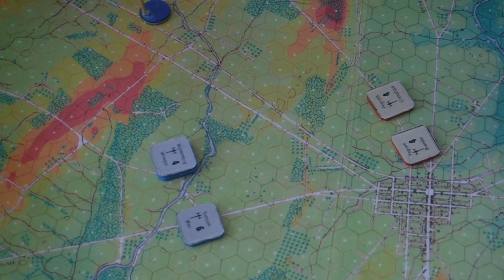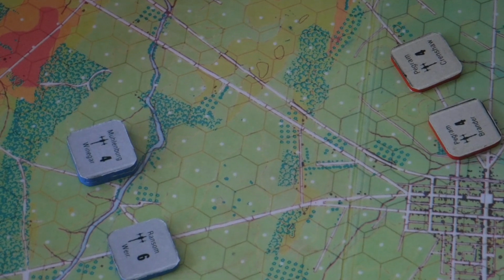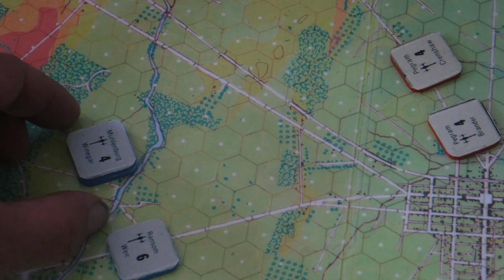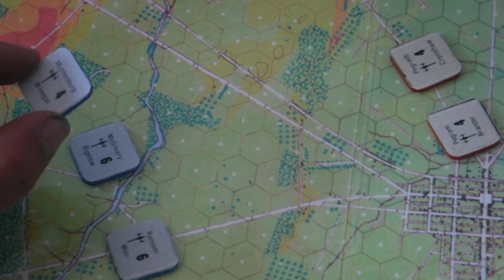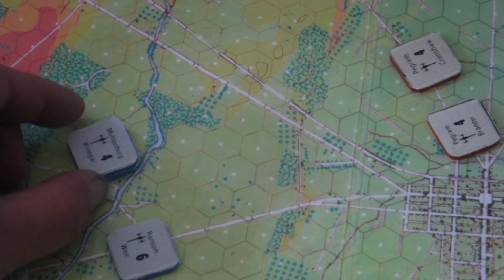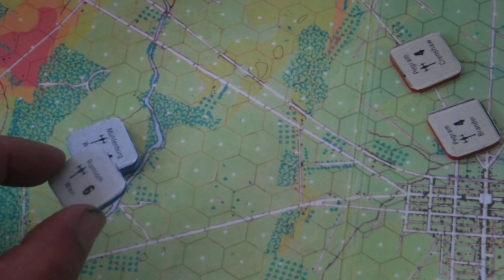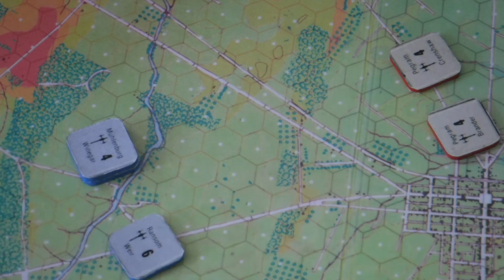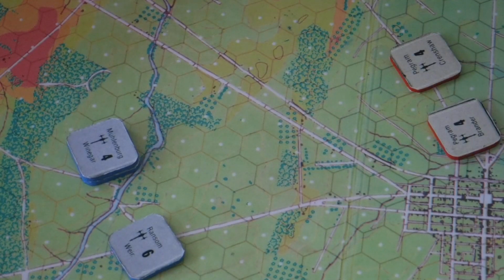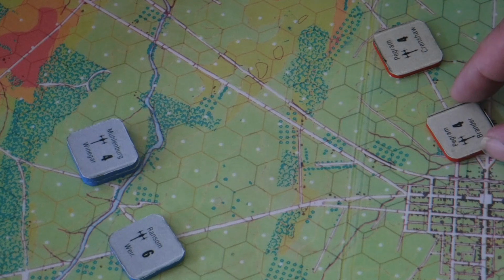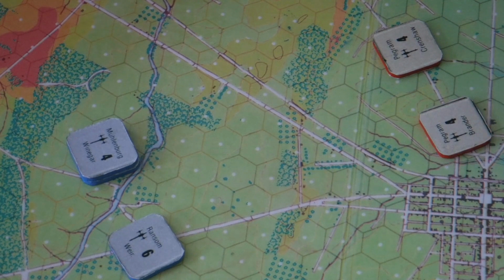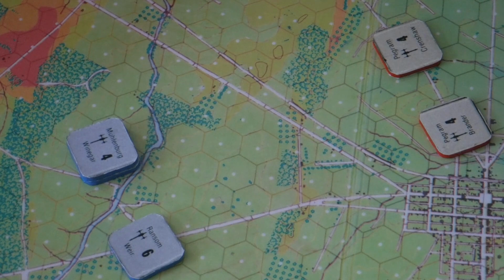Now here we have limbered Union and Confederate batteries. I've got Winger and Bigelow stacked together here, and separated I've got Ver, and of course for the target I've got Crenshaw battery separated with Brander. Go over some rules about artillery fire before we continue.